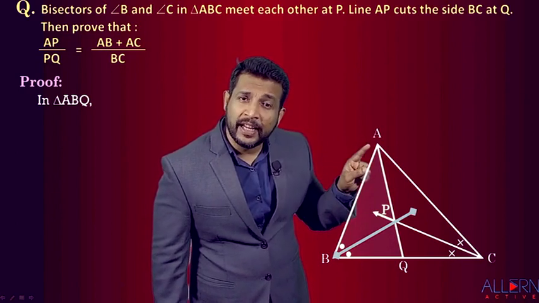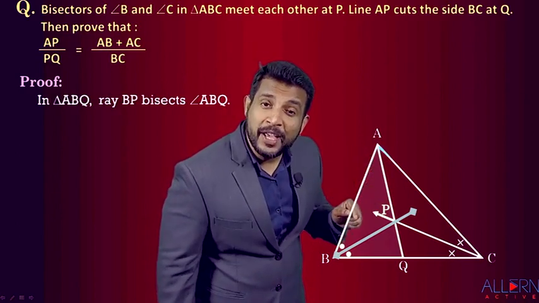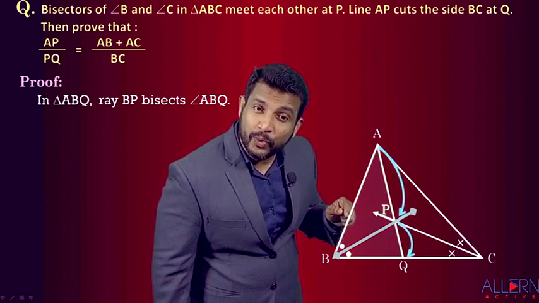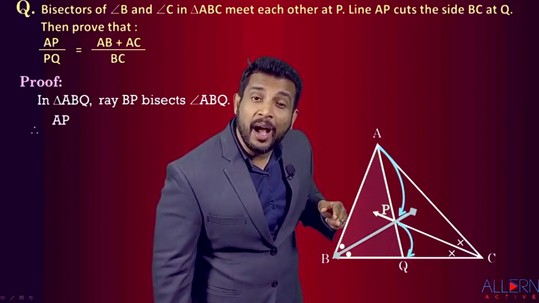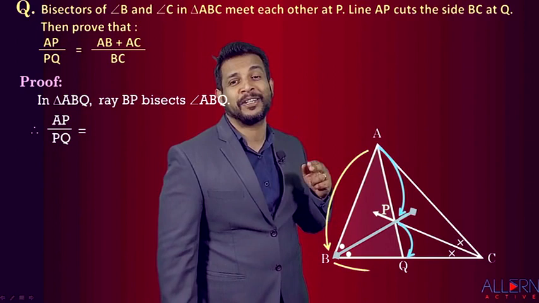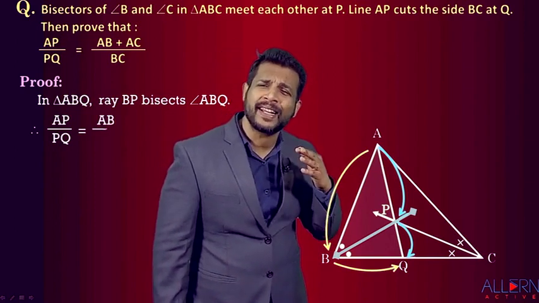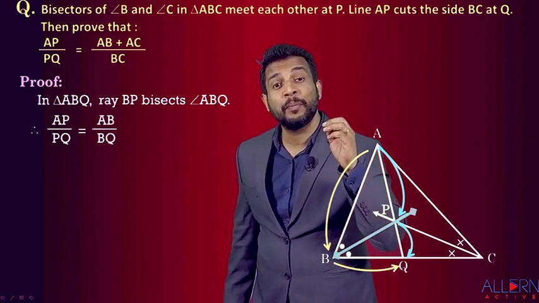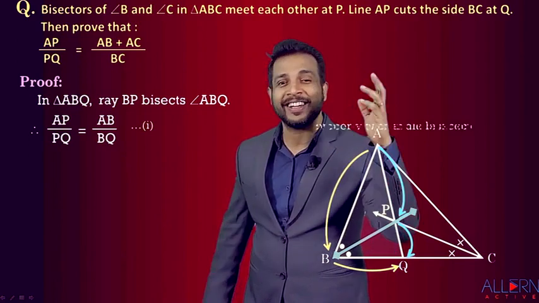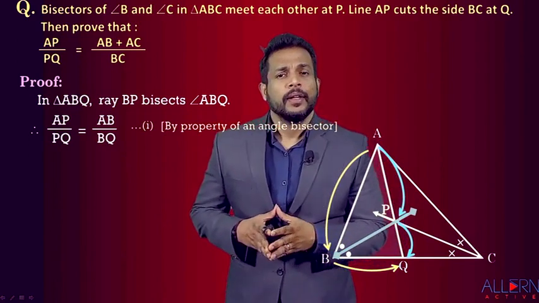What is that? If I start from A, then it would be AP upon PQ, isn't it? AP upon PQ is equal to AB upon BQ. And that's our result number one. Was that easy? Very easy, right? And we know the reason. This is nothing but the property of angle bisector of a triangle. Was that easy? Very simple.